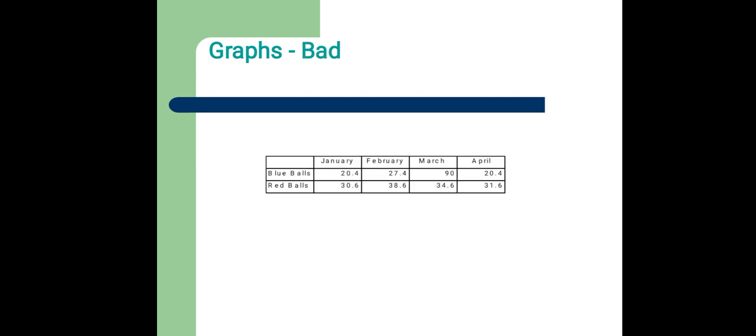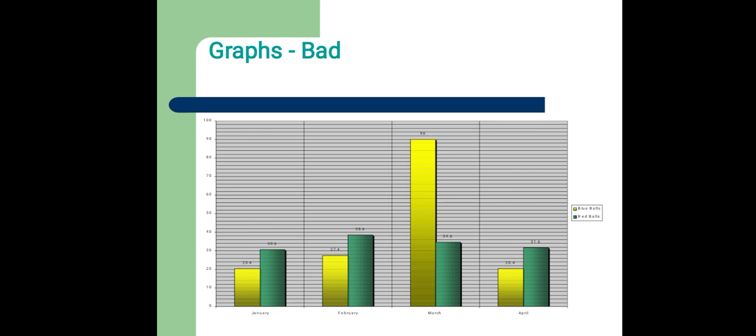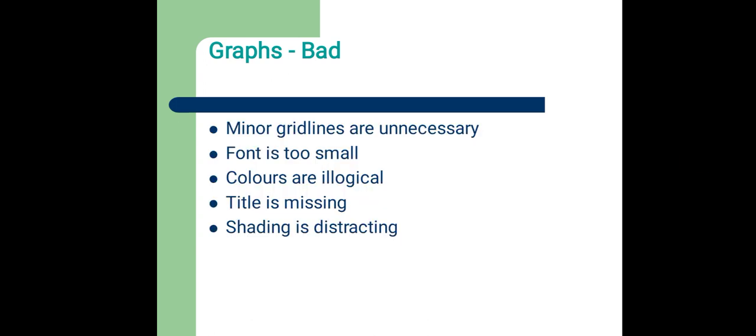Bad graph. Good graph. Graph, bad. Minor grid lines are unnecessary. Font is too small. Colors are illogical. Title is missing. Shading is distracting.